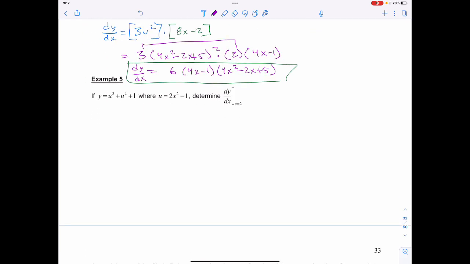For example 5, it says if y is equal to u cubed plus u squared plus 1, where u is equal to 2x squared minus 1, determine the derivative when x is equal to 2. So we know that we have the outer, we know that we have the inner.